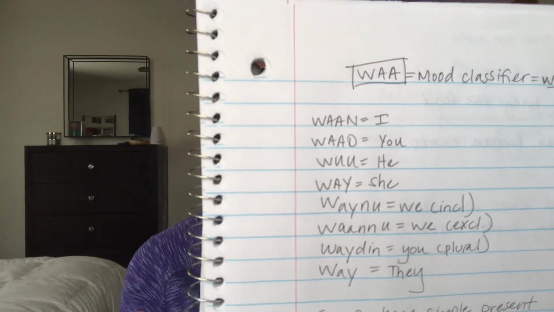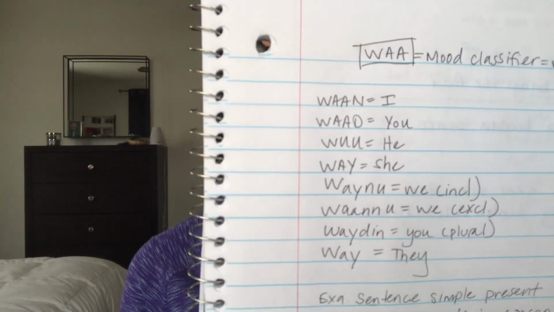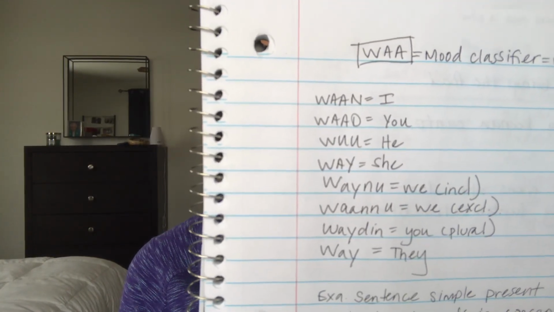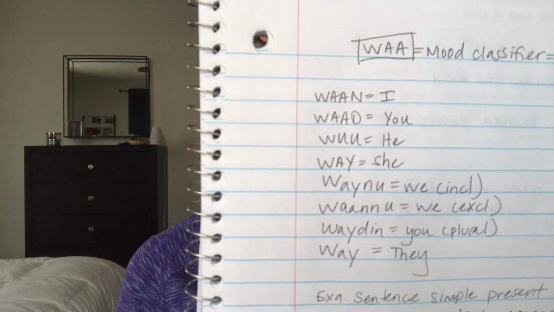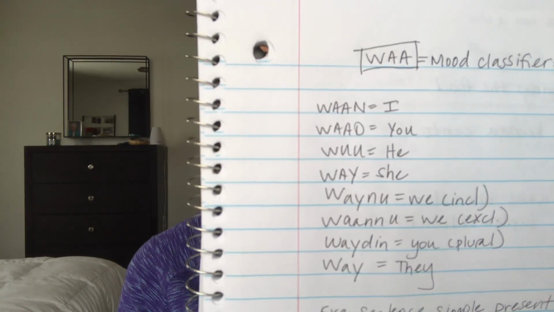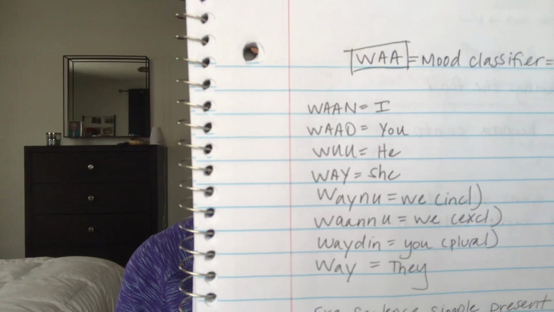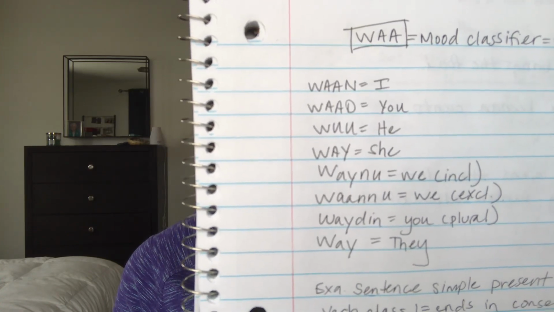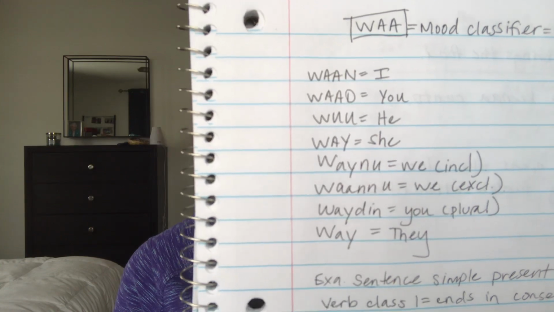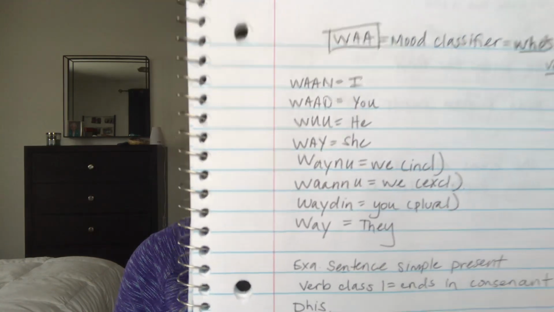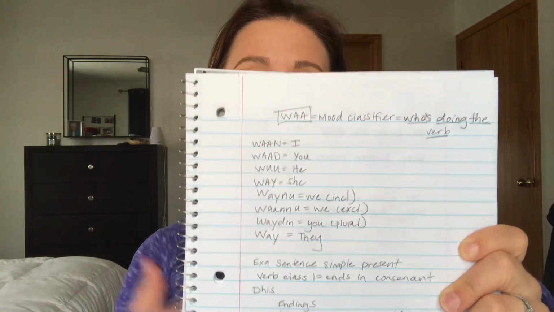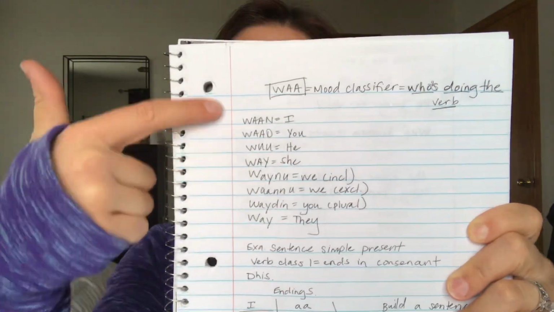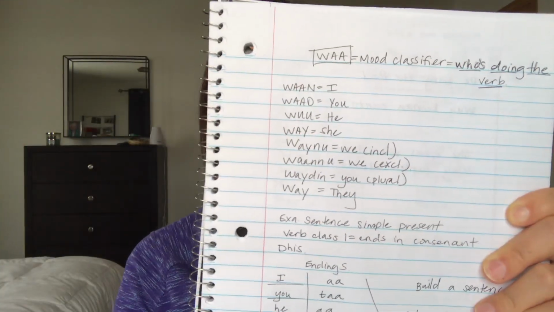So here's an example of wa conjugated for who's speaking in the sentence. For I, it's wan. For you, it's wad. For he, it's woo. For she, way. For we, exclusive and inclusive, wanu or wainu. And for you, plural, it's waydin. And for they, it's way. So those are some examples of the mood classifiers conjugated for who's doing the verb.